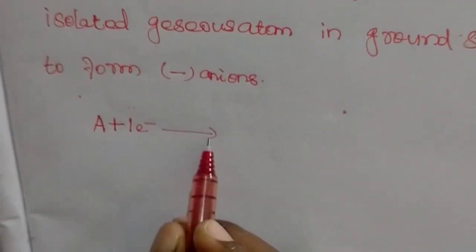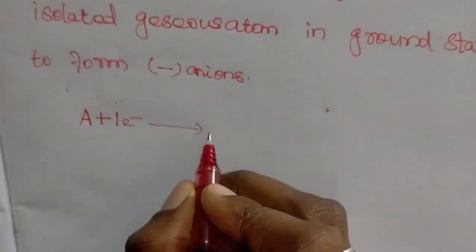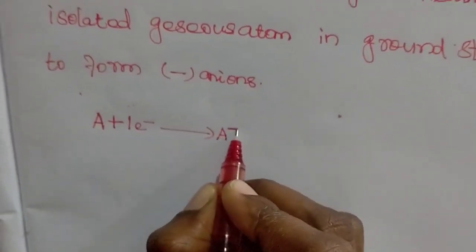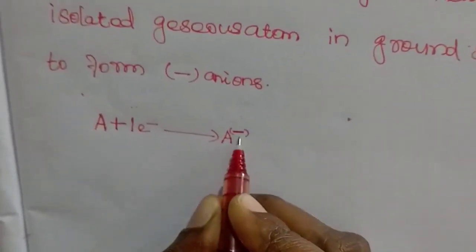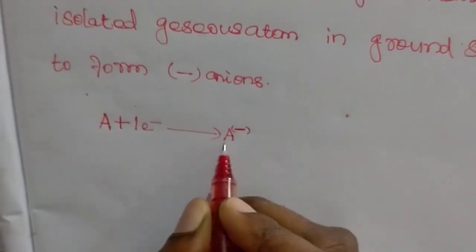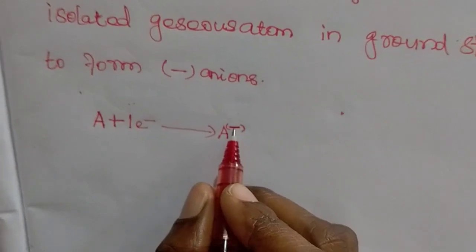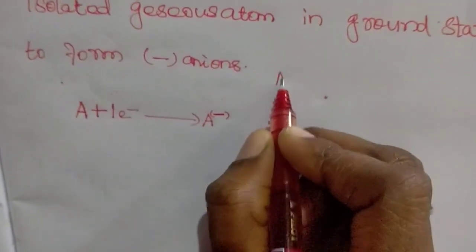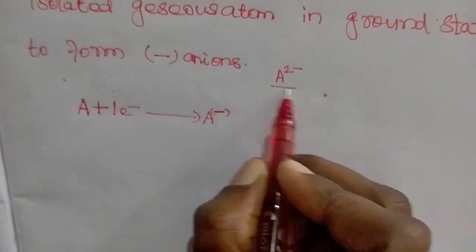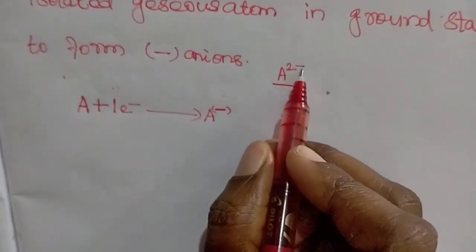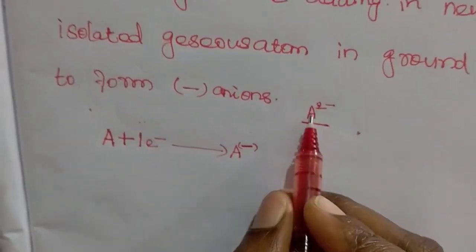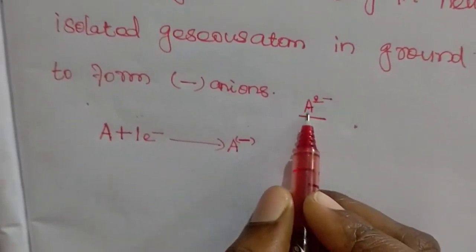What is the product of this equation? It forms anions. So A⁻ denotes the addition of an electron. A⁻ means one electron is added here. If a book gives A²⁻, what is the meaning of A²⁻? Two electrons are added to the element A.